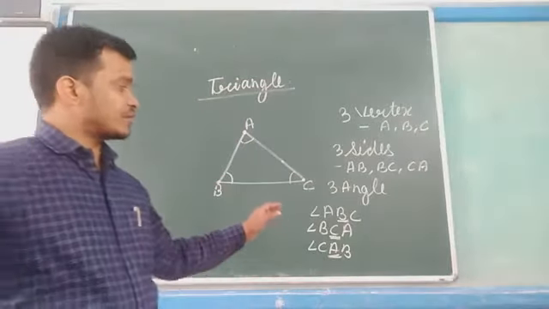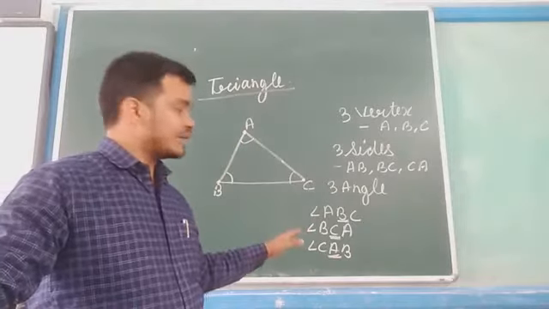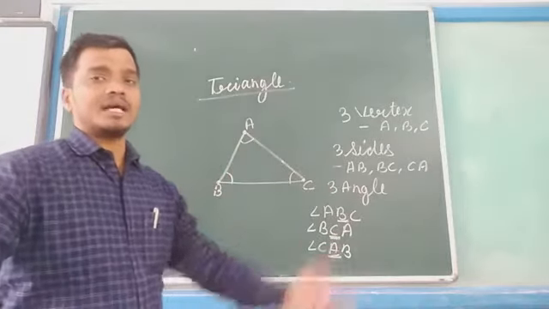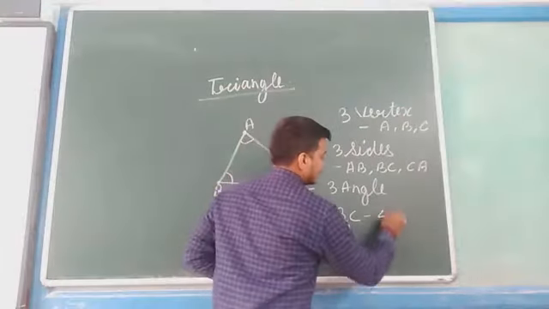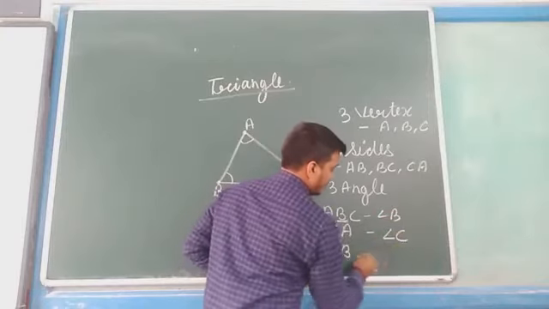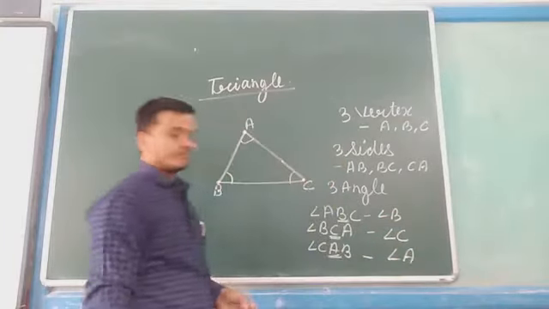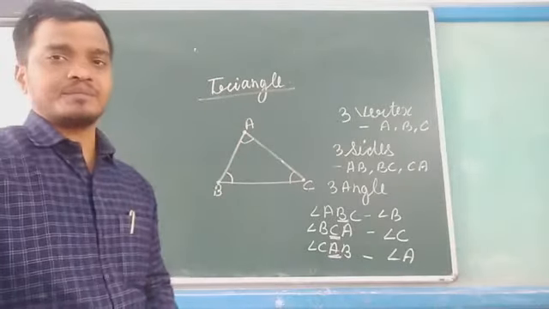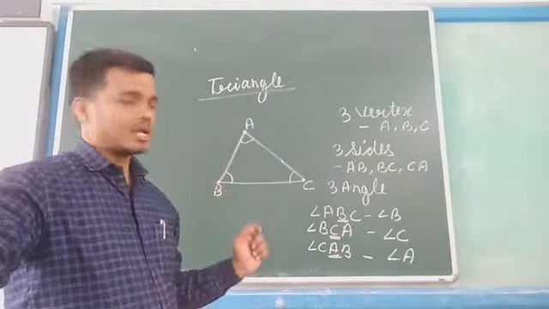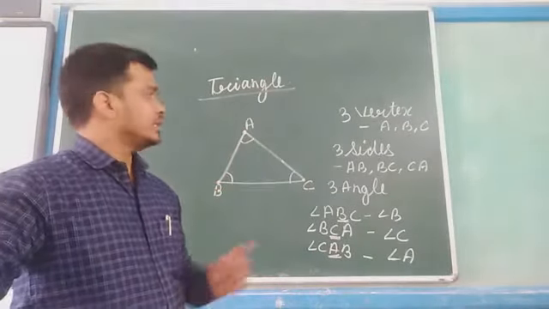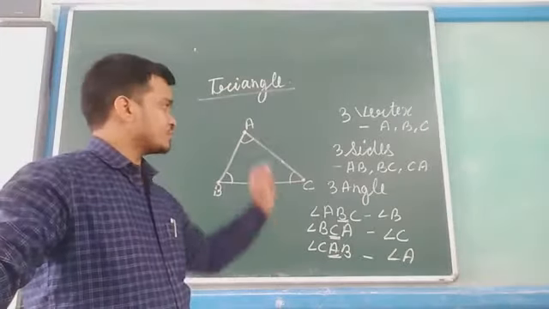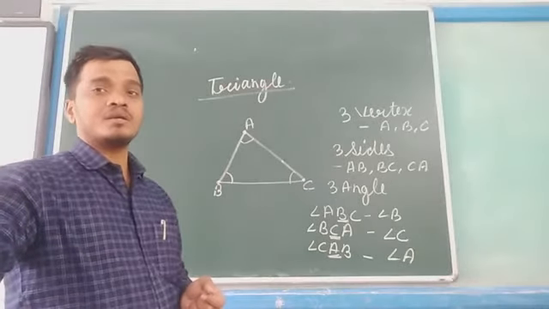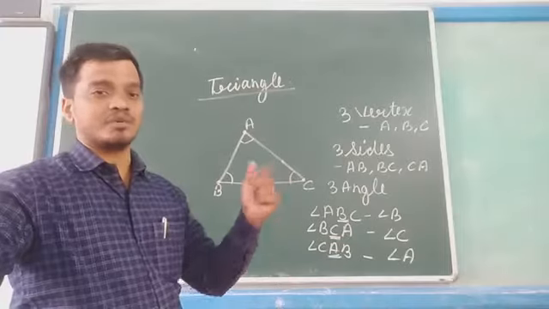So in the first part we are talking about angle B. In the second part we are talking about angle C, and in the third we are talking about angle A, or directly sometimes we write it as angle B, angle C, and angle A. So there are three vertices, three sides, and three angles in a triangle. These three vertices, three sides, and three angles are known as the six components of the triangle. Without these components, a triangle is not possible.